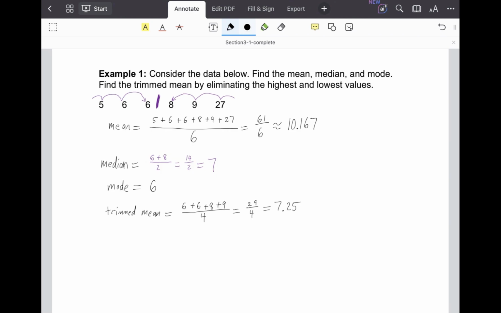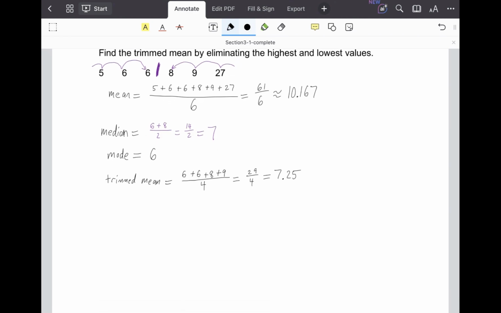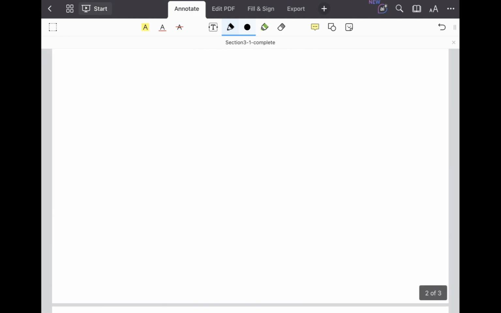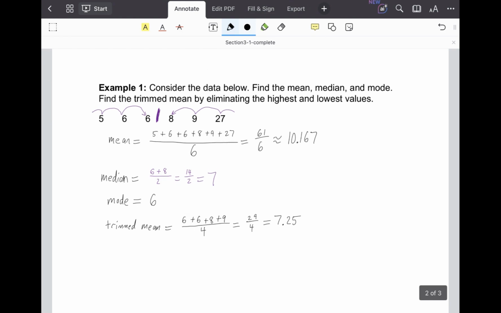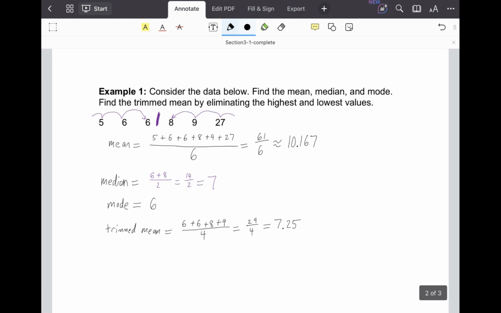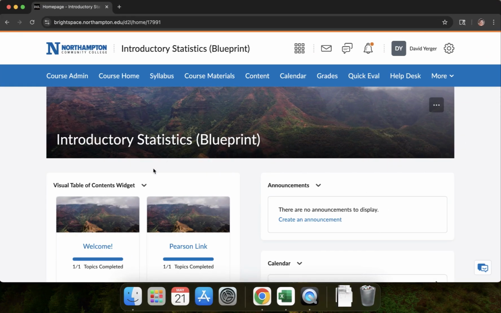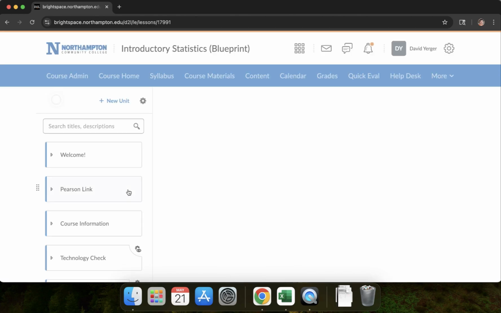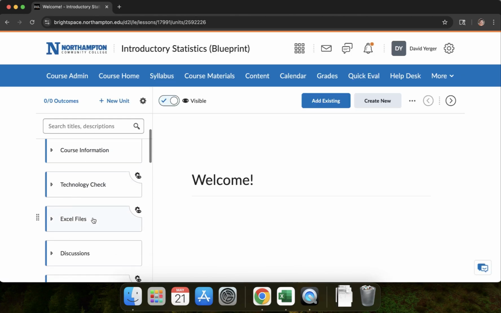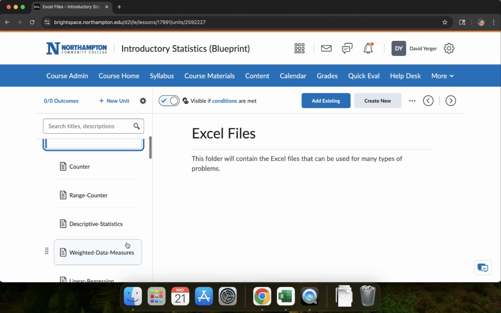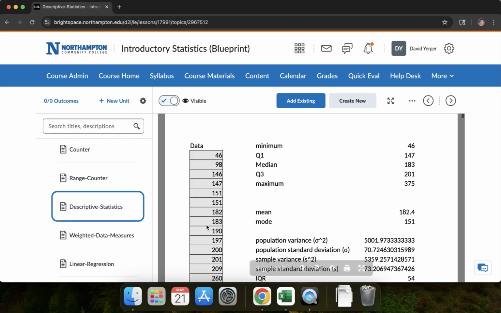Yeah, so these are all fairly easy to do by hand, but I want to show you the descriptive statistics file. We'll come back to this one. It lives with our other Excel files, so in content and Excel files, descriptive statistics. I'm going to download this one.